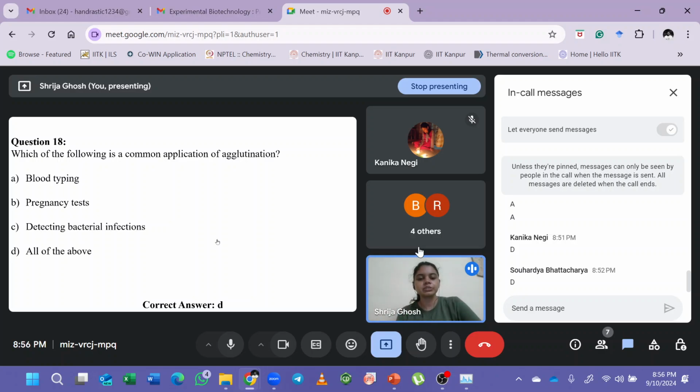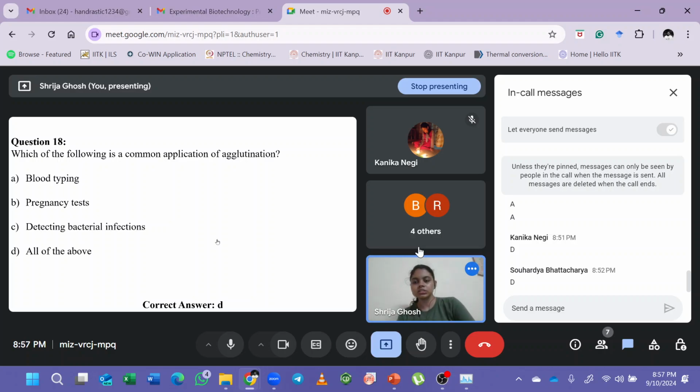Similarly, for detecting bacterial infection, I told you, if we add a bacterial or viral agent to the RBCs, the indirect hemagglutination reaction is based on this only. Mostly the indirect hemagglutination reaction is used for influenza virus infection detection, but you can detect any kind of bacterial particle also using the same technique. So all of these techniques are common applications of agglutination.